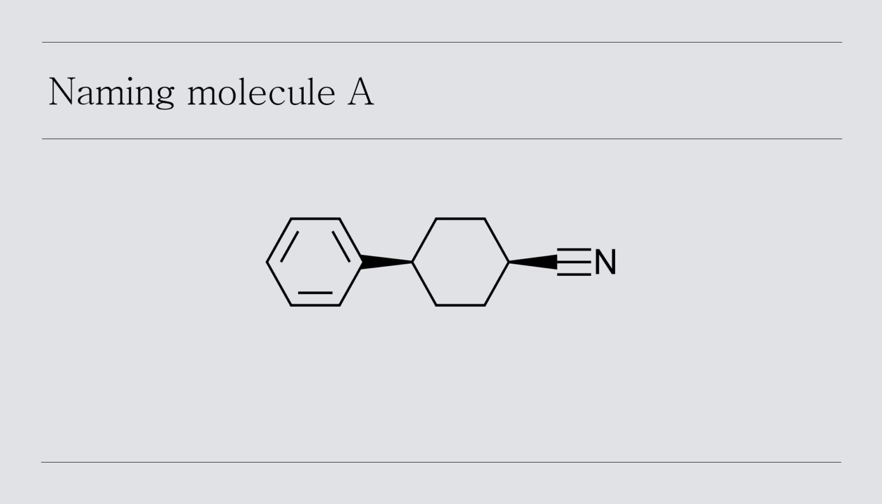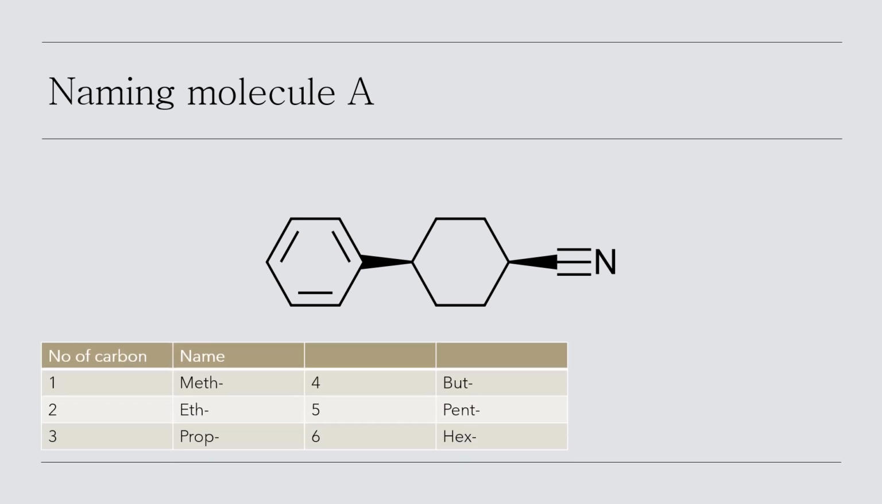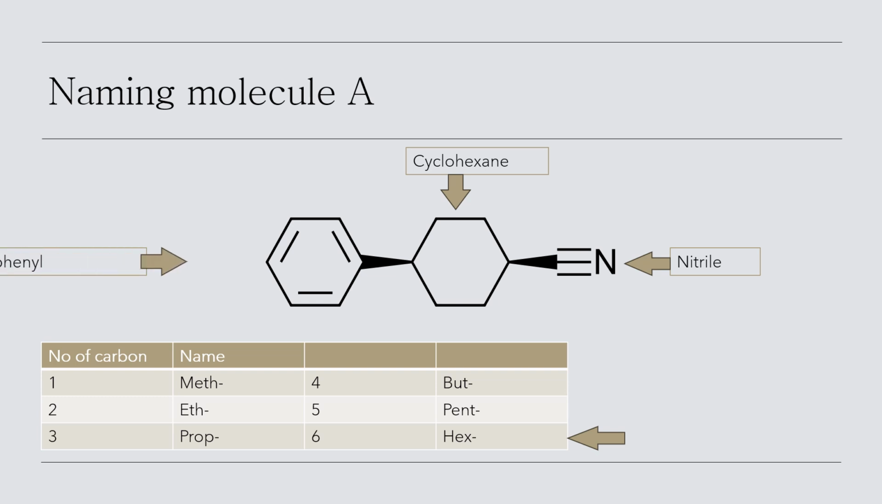Starting with the longest carbon chain, we can see that it's a 6-carbon ring. Looking at this table, that means it's a cyclohexane. The section to the right consists of a carbon triple bonded to a nitrogen, also known as a nitrile group. The left-hand section is the benzene ring or a phenyl group.